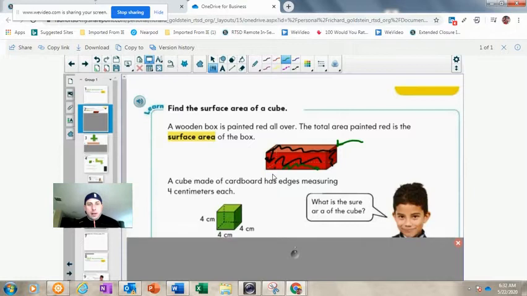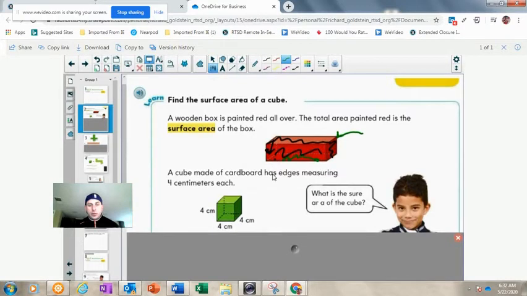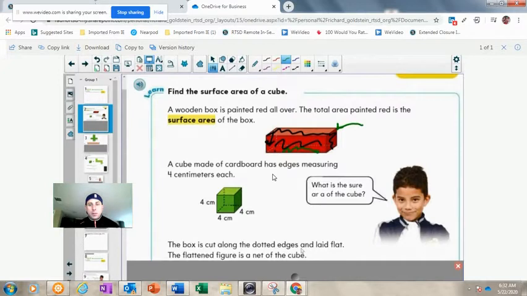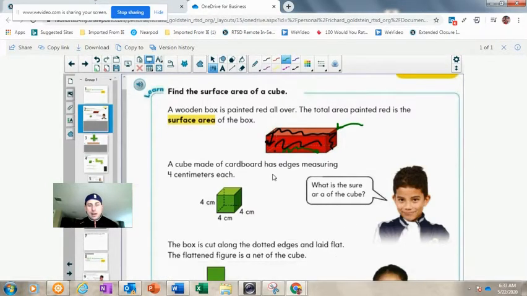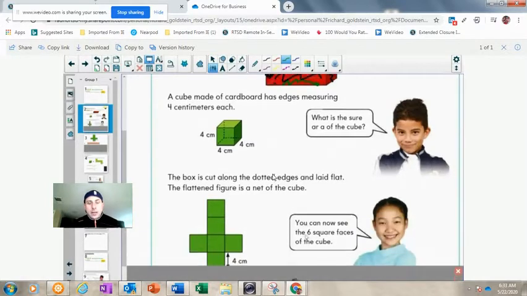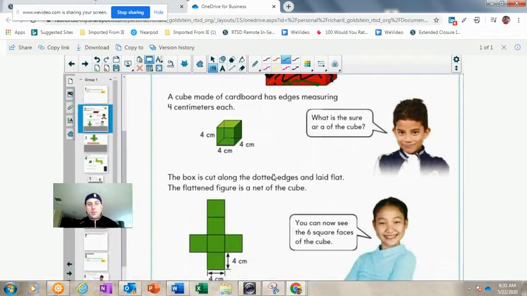When you look at this example, a cube is made of cardboard and has edges measuring 4 centimeters each. This is a little bit more of a true example of finding surface area of a cube. Let me pull this down so you can see better. A box cut along the dotted lines and laid out flat. The flattened figure is actually a net of a cube. We talked about that yesterday and the day before in some of the previous examples.